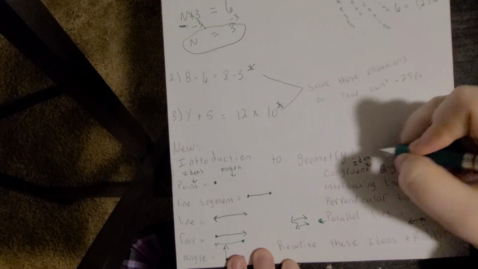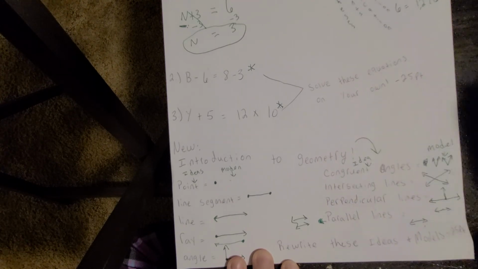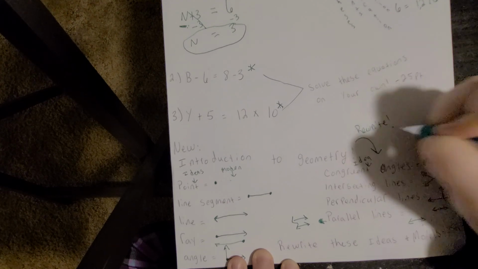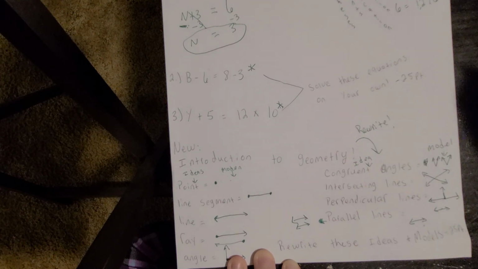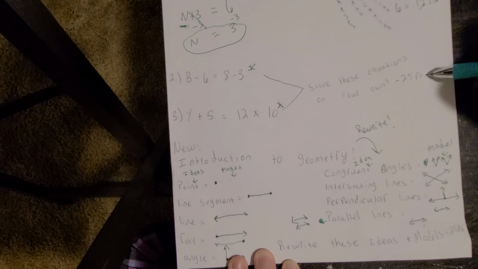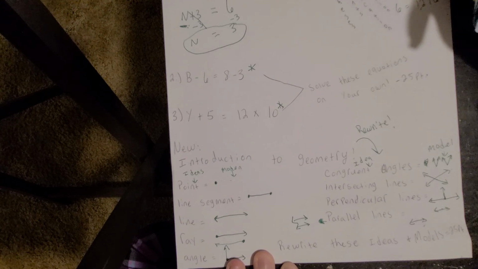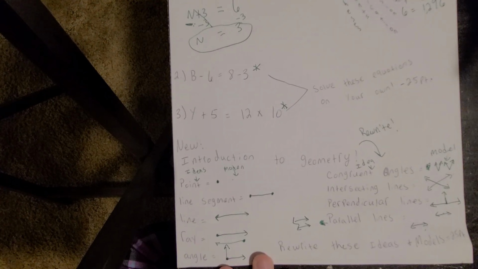And today your work is to rewrite these ideas and models. Okay? You get 25 points for this section and 25 points for this section. If you don't do them, you do get marked off for it. So make sure you are working diligently.